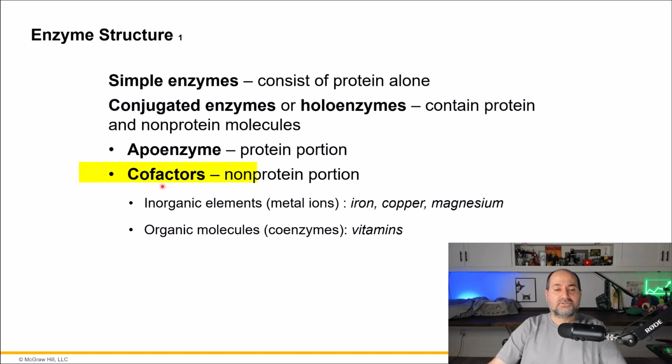The cofactors are not made of protein. Instead, the cofactors are either some sort of inorganic element, such as a metal ion like iron, copper, magnesium, zinc, or an organic molecule such as vitamins. Do you guys remember when I said vitamins are organic cofactors and minerals are inorganic cofactors? That's exactly what I'm talking about. And by the way, the organic cofactors are also called coenzymes.